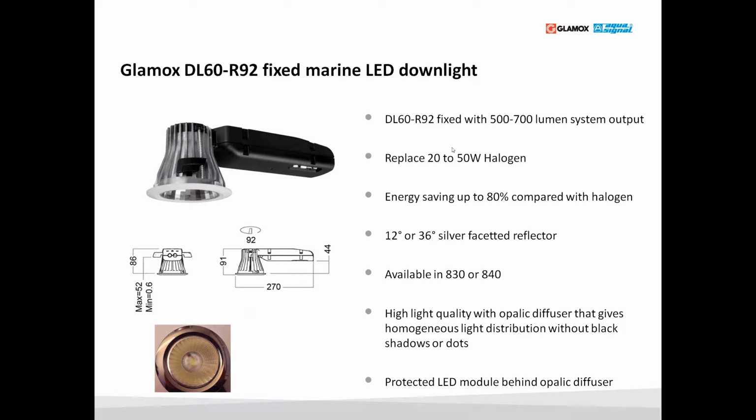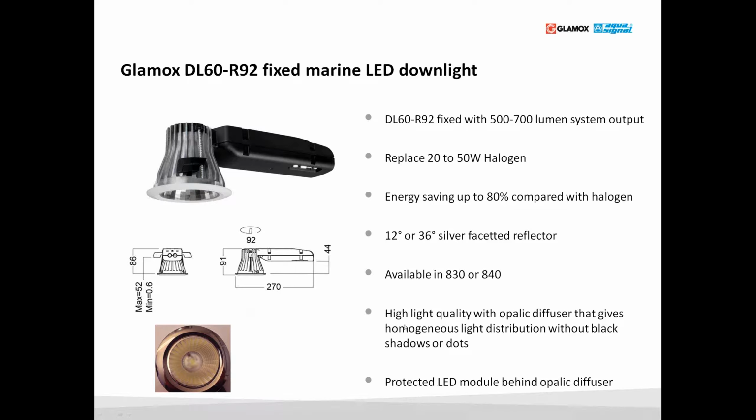We have 500 and 700 lumen system output. That means that this one is replacing from 20 to 50 watt halogen. That means the 700 is about against a 50 watt halogen. As I stated earlier, it's up to 80% energy saving here. We have two different light curves, 12 and 36 degrees. And we have on this one a silver faceted reflector. We have also here both 830 and 430. That means 4000 and 3000 Kelvin.